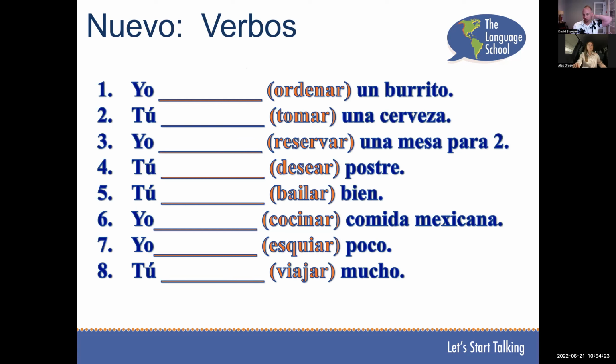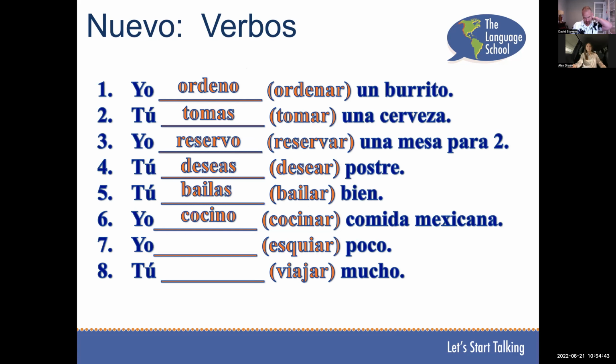Okay, uno. Yo ordeno un burrito. Tú tomas una cerveza. Yo reservo una mesa para dos. Tú deseas postre. Tú bailas bien. Yo cocino comida mexicana. Yo esquío poco, tú viajas mucho.